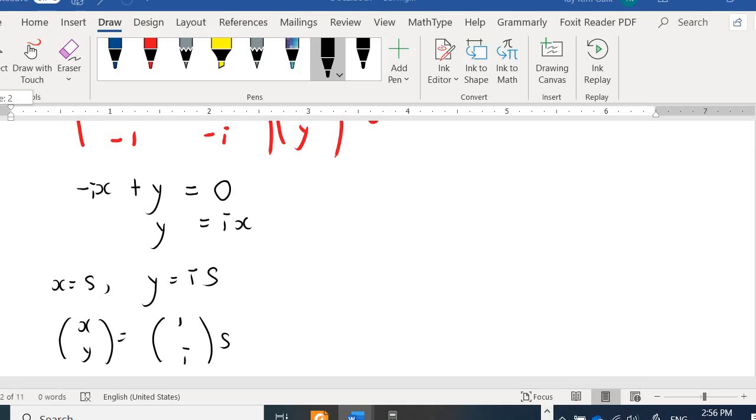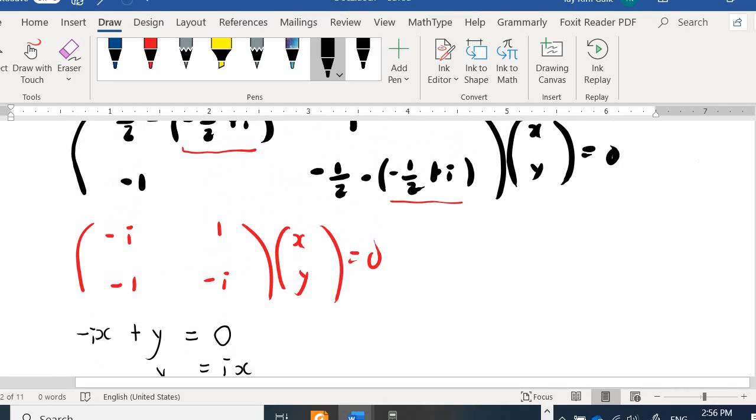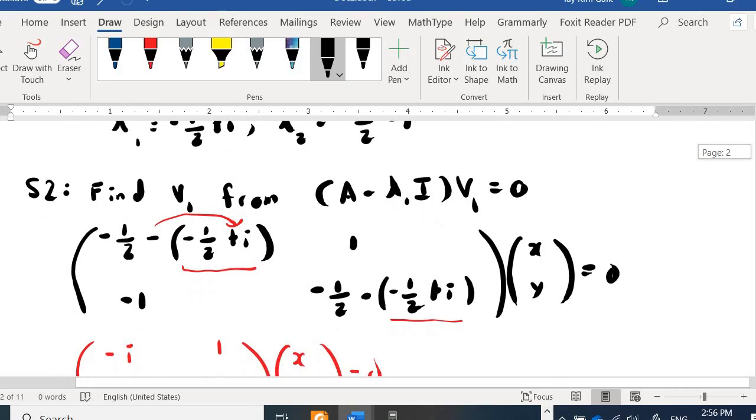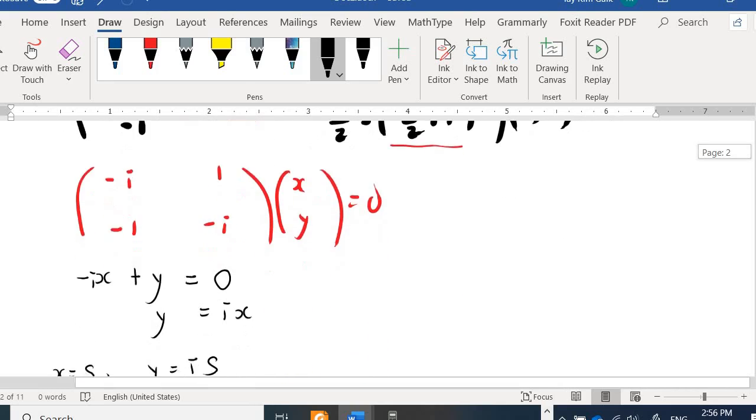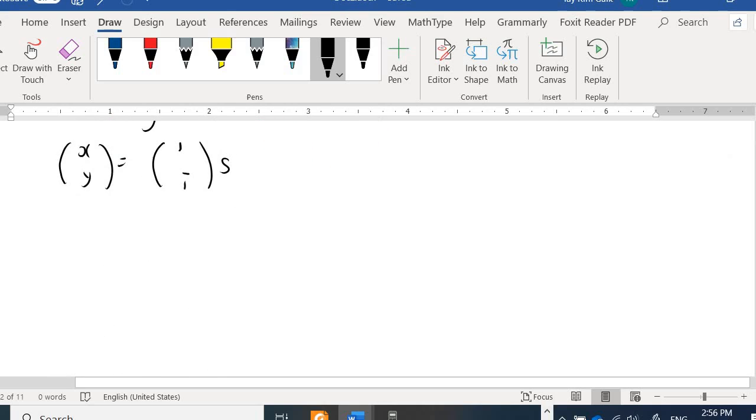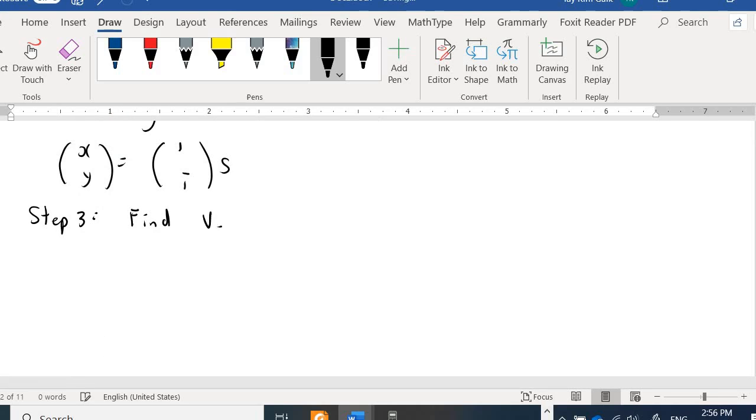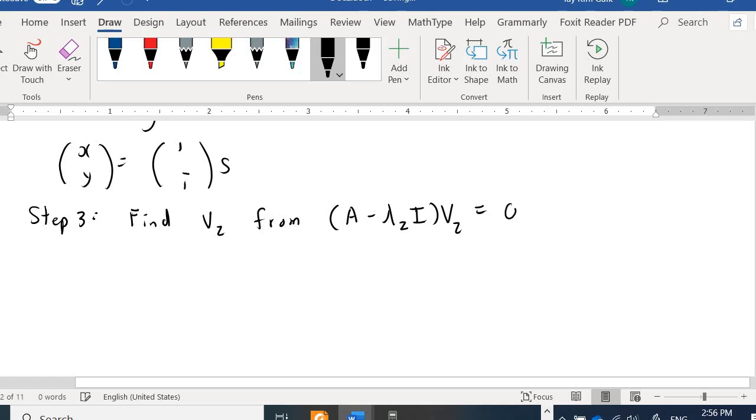So you can check whether it is the same with the previous solution where we reduced it. So step 2, find V1, is it okay? Yes, Doctor. Okay, and then you move to step 3, you find V2, from A minus lambda 2 I times V2 equal to 0.